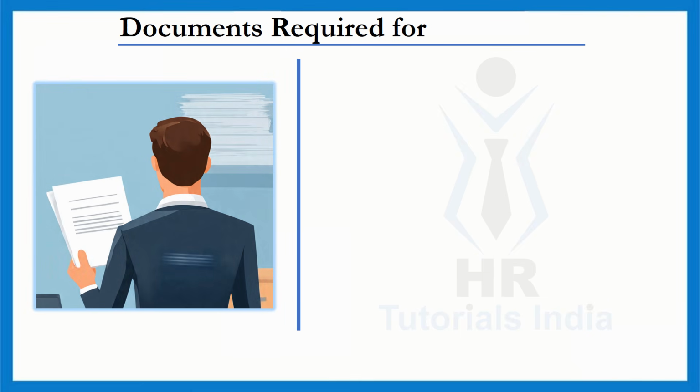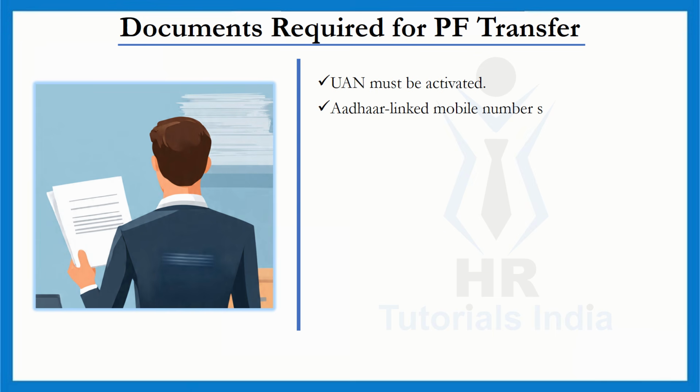Now let's see what the documents required for PF transfer are. You must log in and activate your UAN before starting your PF transfer. Without activation, the online transfer will not work. Then you should have an Aadhaar linked mobile, which is needed to receive OTPs during transfer. If the number is inactive, you won't be able to verify your request. And you should have a valid identity proof updated in your EPFO KYC. This helps EPFO verify the PF account belongs to you.